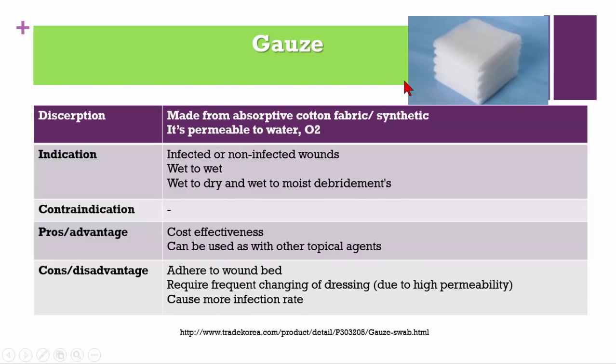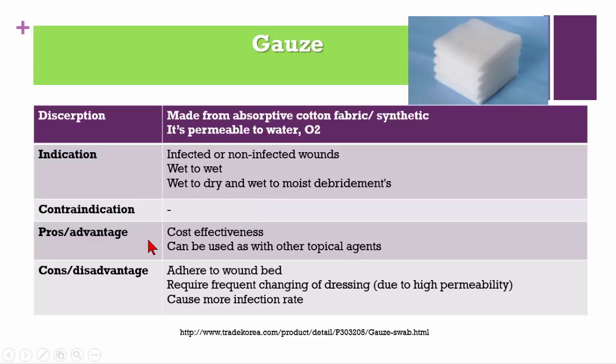Now we are going to see about the gauze dressing. It is made from absorptive cotton, fabric or synthetics. It's permeable to water and oxygen. What are the indications for gauze? Let's see. For infected and non-infected wounds, wet to wet dressing, wet to dry or wet to moist debridement, we are using the gauze dressing. There is no specific contraindication.